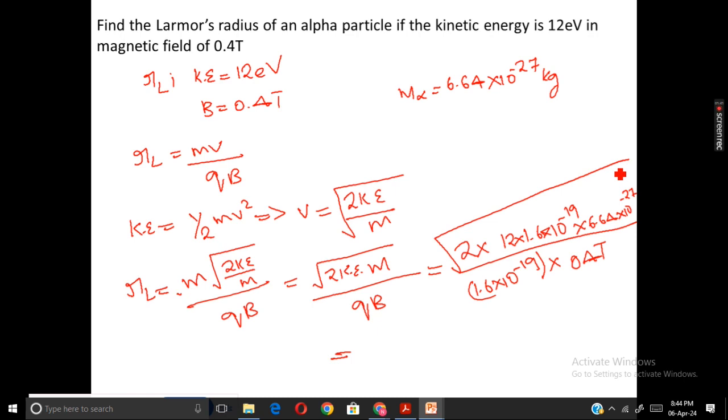Can you tell me how much you are getting? I think I made some mistake. The answer is supposed to be 24.94 into 10 raised to minus 4. Sorry, it will be 0.125 centimeter. This is the value of the radius of gyration. Did anyone get the answer?